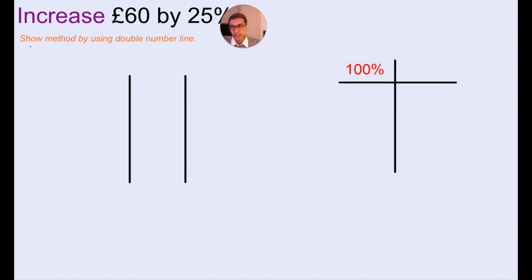Sometimes, however, it tells you you must show the method using the double number line. So here we go, increase £60 by 25%. Pause the video and have a go, and then I'm going to show you how to do it. Okay, here comes the answer.